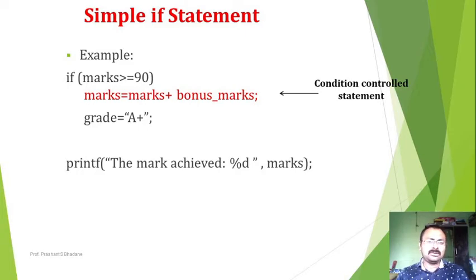marks = marks + bonus_marks, that is under the if statement, and grade A+ is stored into the grade variable. printf the marks achieved %d, that means your marks are printed. If the condition is false, that is, marks is not more than or equal to 90, in that situation only the last statement is executed and the marks achieved are printed.